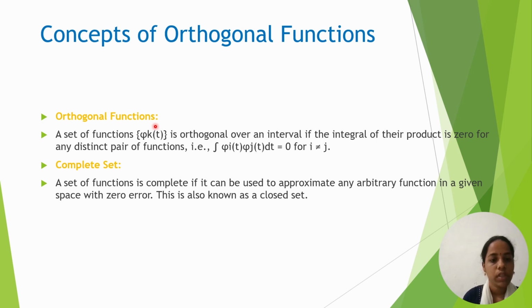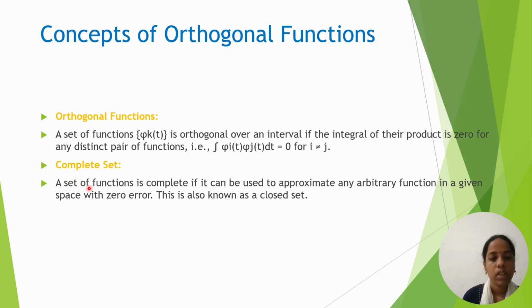Next, orthogonal function means a set of functions phi k of t is orthogonal over an interval if the integral of their product is 0 for any distinct pair of functions, that is, the integral of phi i of t phi j of t dt equals 0 for i not equal to j. So a set of functions phi k of t is orthogonal over an interval if the integral of the product is 0.